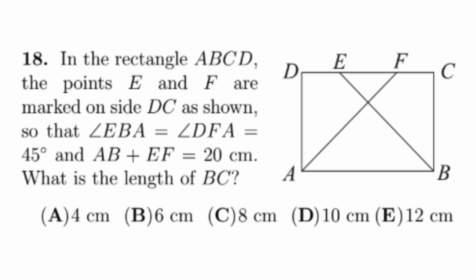Number 18. In the rectangle ABCD, the points E and F are marked on side DC as shown, so that angle EBA equals angle DFA, which is equal to 45 degrees, and AB plus EF equals 20 centimeters. What is the length of BC?